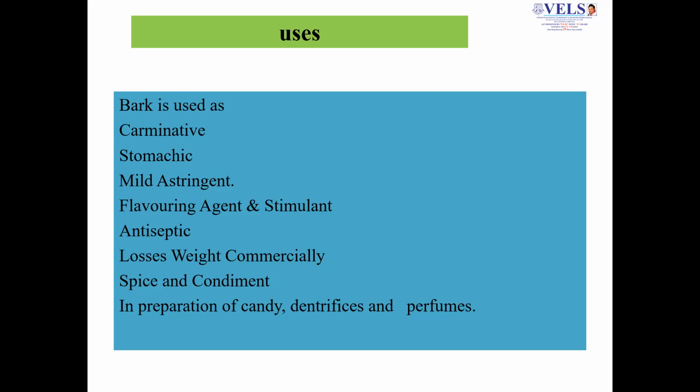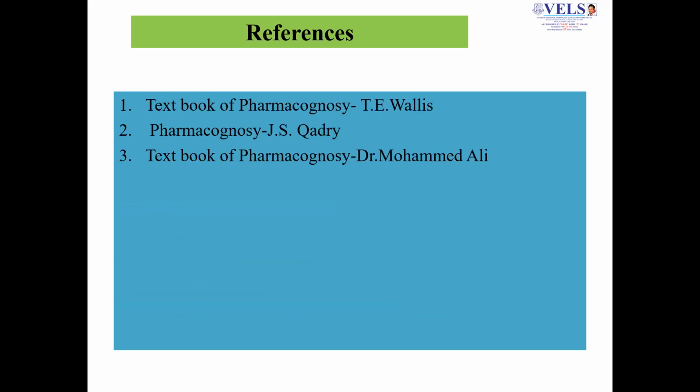Uses. The bark is used as a carminative, stomachic, mild astringent, flavoring agent, stimulant, and antiseptic, and commercially it is used for losing weight, as a spice and condiment, and in the preparation of candy, dentifrices, and perfumes.